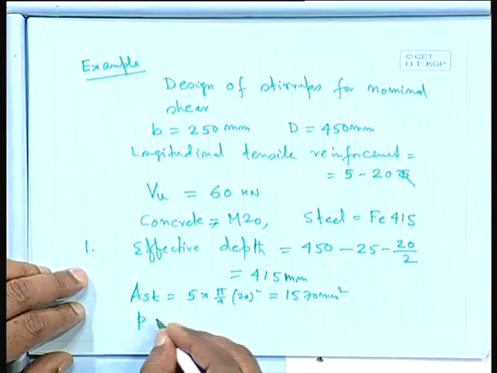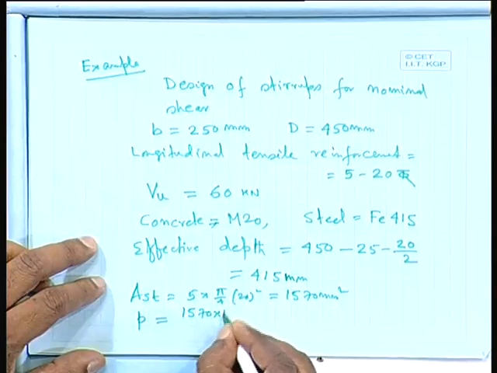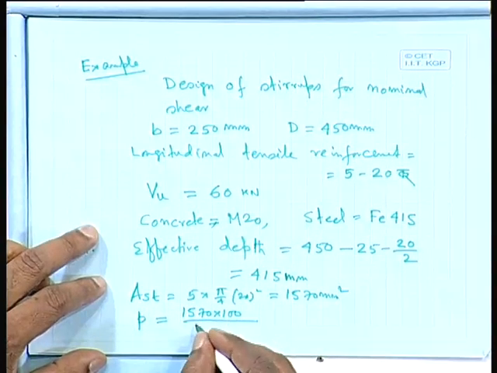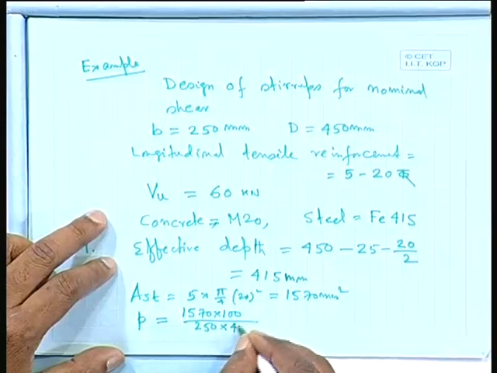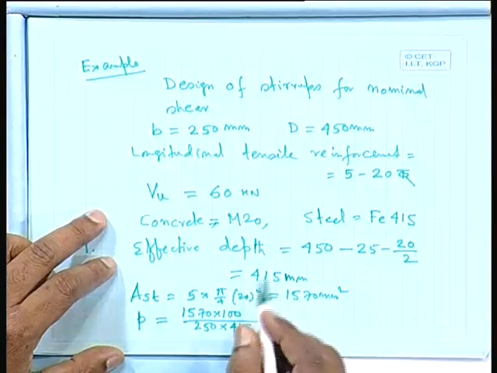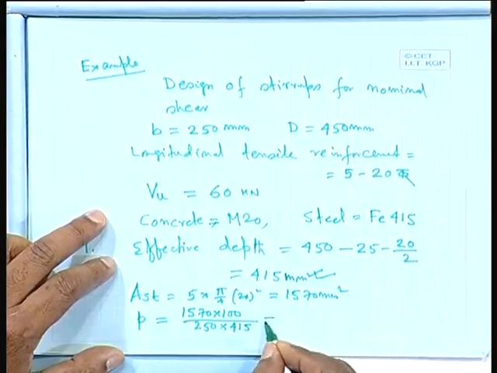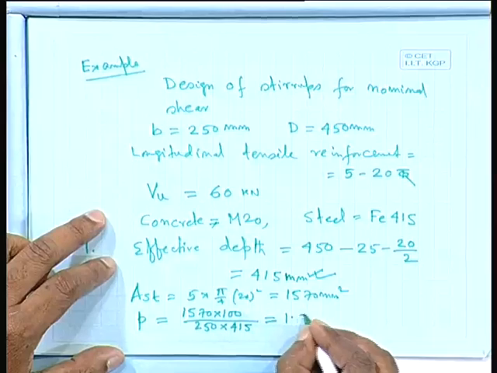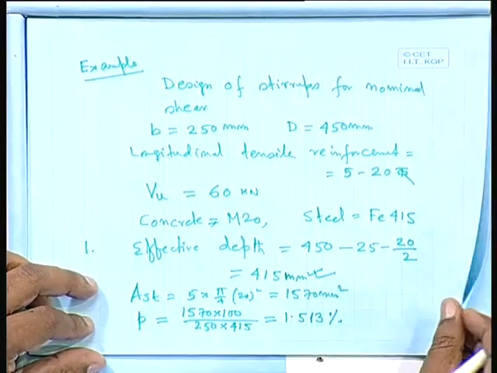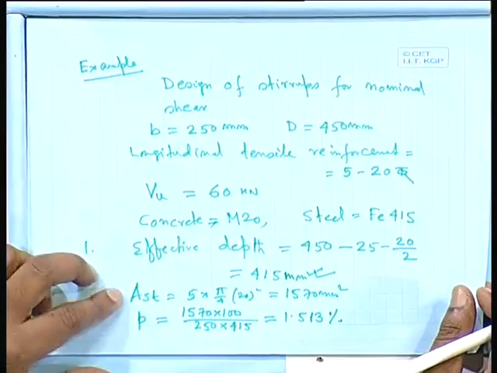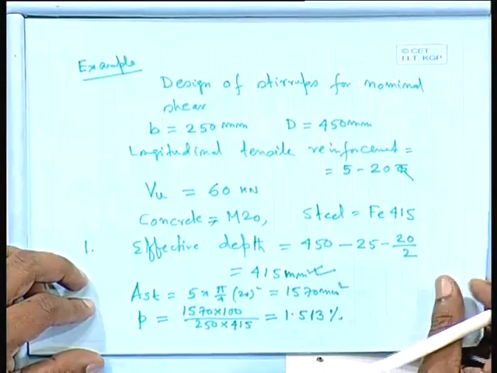Let us write down here percentage of steel P equals 1570 into 100 divided by 250 times 415. Please note 415 is the effective depth which we have computed here, which comes as 1.513 percentage. This P we shall take to calculate tau C.